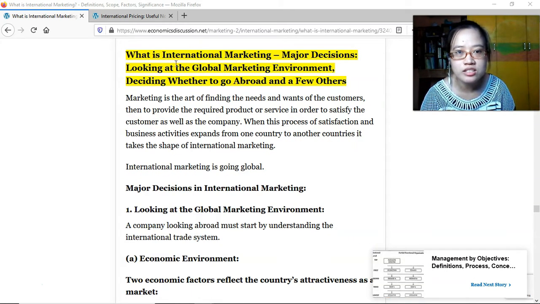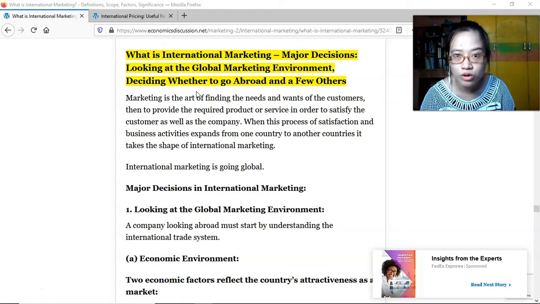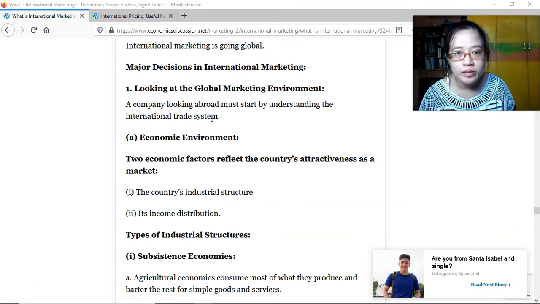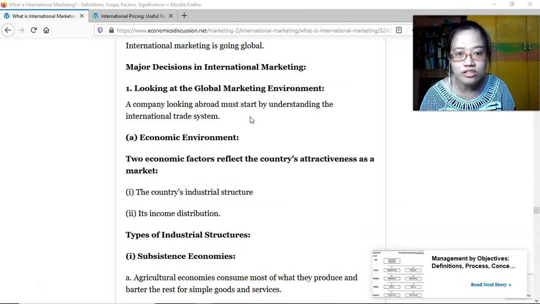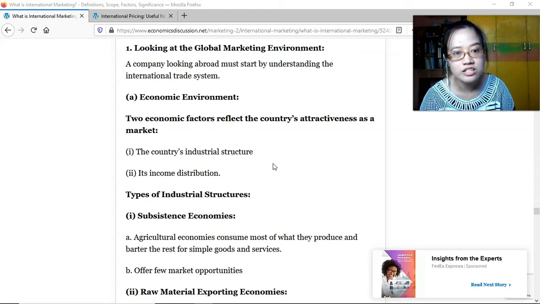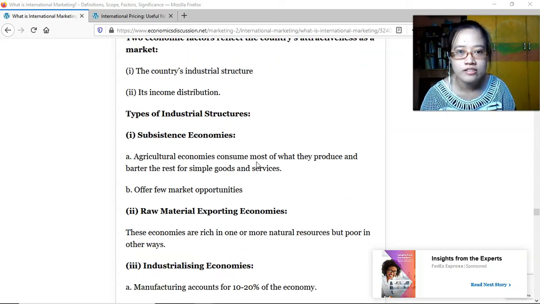Major decisions involved in international marketing. Looking at the global marketing environment, deciding whether to go abroad, and a few others. Looking at the global marketing environment, a company looking abroad must start by understanding the international trade system, of course. You can't go in blind, alright? The economic factors reflect the country's attractiveness as a market, industrial structure, and income distribution. Essentially your social structure.